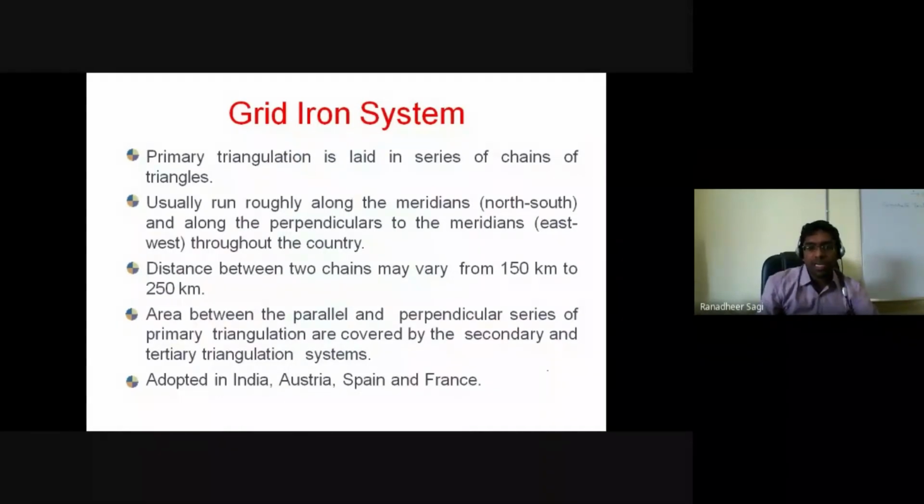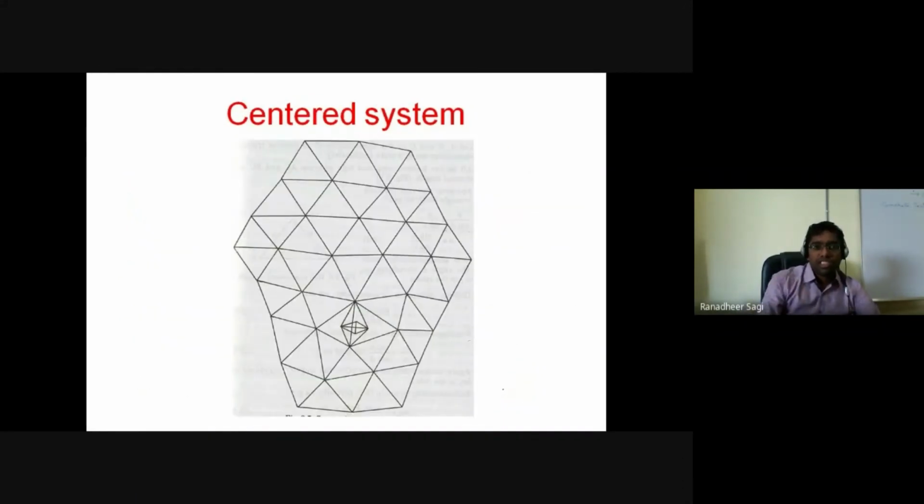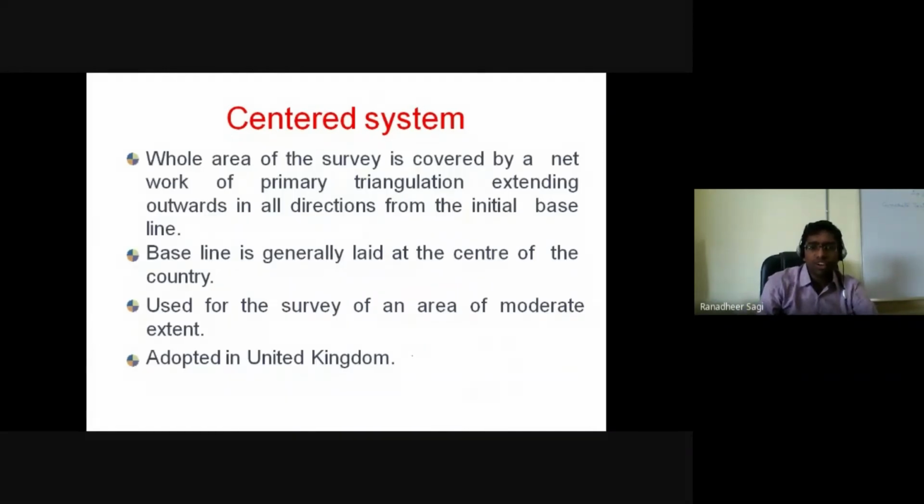This is typically adopted in countries like India, Austria, Spain and France, where the area over which you are trying to build your triangulation network is big. Your centered triangulation system means that with reference to some center, you go on to build your triangulation network spread over in all the respective directions. Such a triangulation network is what is called the centered system. It is preferably used in countries which are relatively small, area wise.